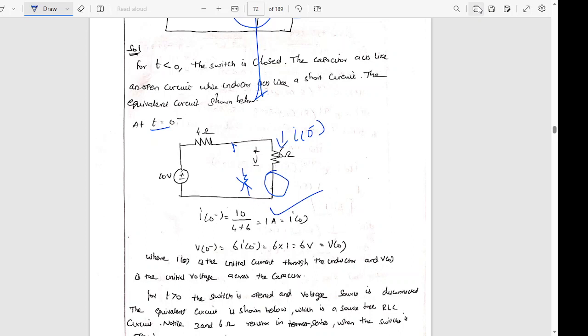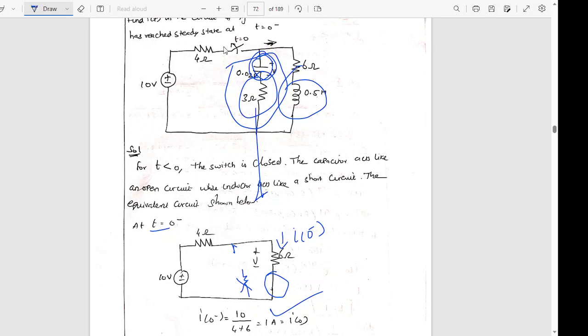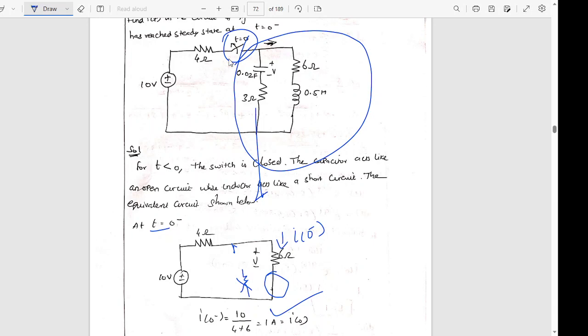I of 0 is the initial current through the inductor, which is 1 ampere. V of 0 minus is the initial voltage across the capacitor, which is 6 volt. For t greater than 0, how does the circuit look? For t greater than 0, the switch is opening. The switch is open. If this switch is opened, I will be having only this part of the circuit.